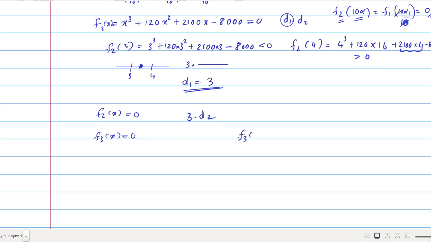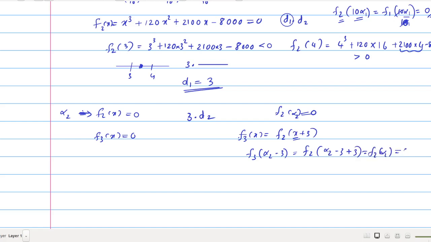Define f3 of x equal to f2 of x plus 3. If you set f3 in this manner, you can get what f3 is. Suppose alpha 2 is the root of f2 of x equal to 0, that is f2 of alpha 2 equal to 0. Then you can get f3 of alpha 2 minus 3, that is f2 of alpha 2 minus 3 plus 3, that is f2 of alpha 2, that is equal to 0.